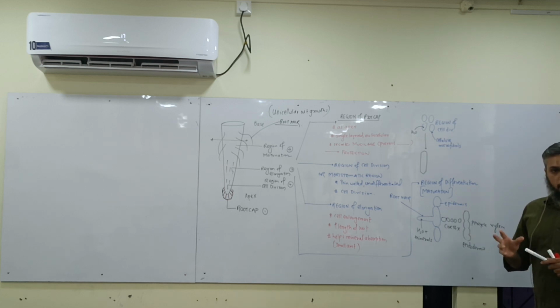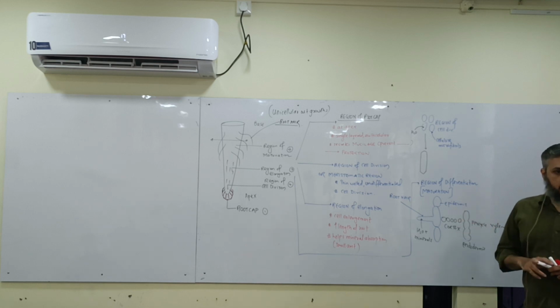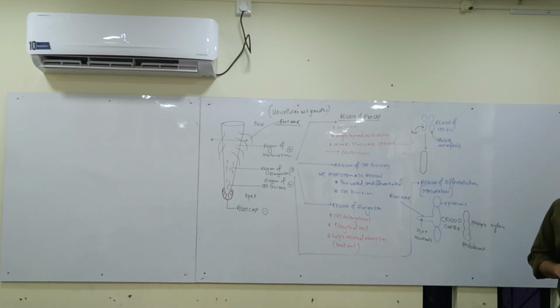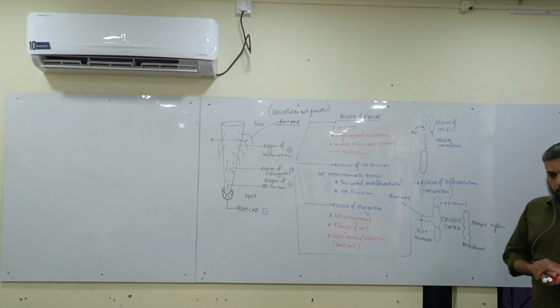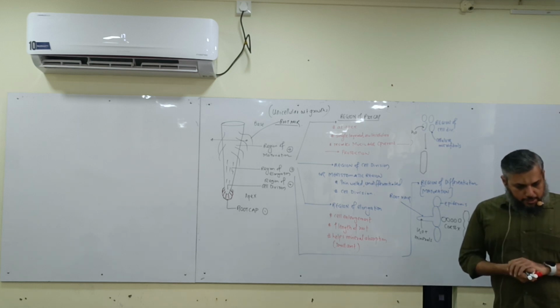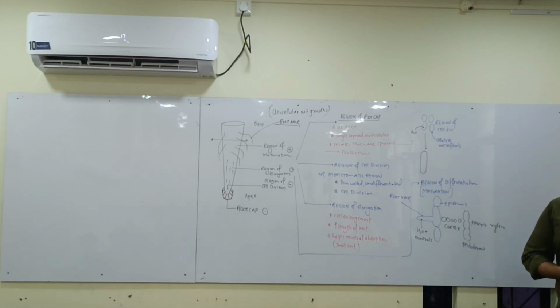So, Chirag, if the question is asked, out of the four regions that are seen, which will be the region best suited to study the tissues under the microscope? Region of differentiation. If you have to study different tissues, which of these four regions is the best?